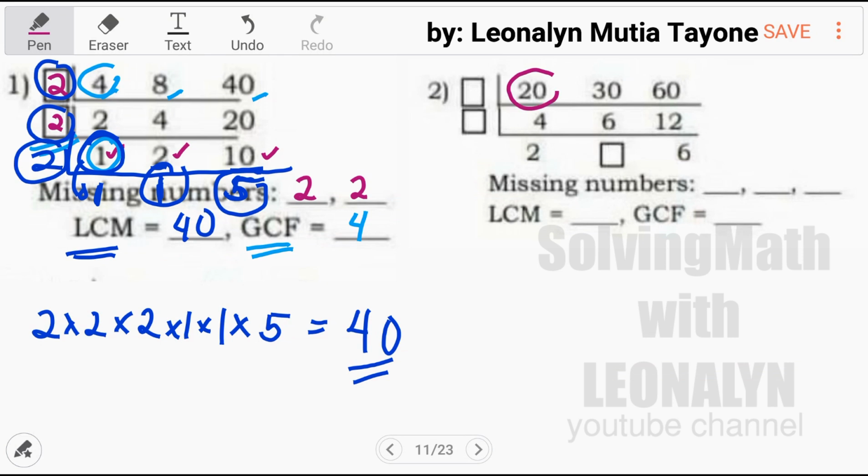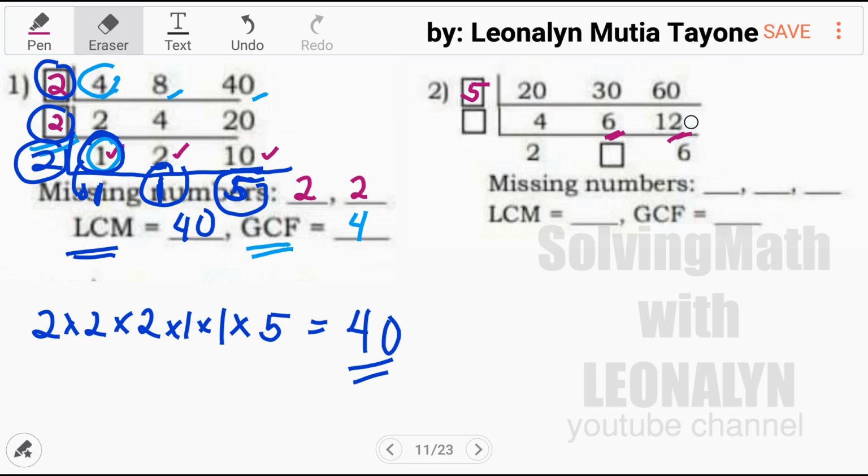Ang given dito, 20, 30, 60. Ano daw ang least common multiple at greatest common factor dito sa tatlong number na ito? Now, i-divide naman natin. Ano kayang dinivide dito para maging 4, 6, 12? Obviously, ang dinivide dyan ay 5. 20 divided by 5, 4 yan siya. 30 divided by 5, and that is 6. 60 divided by 5, and that is 12.